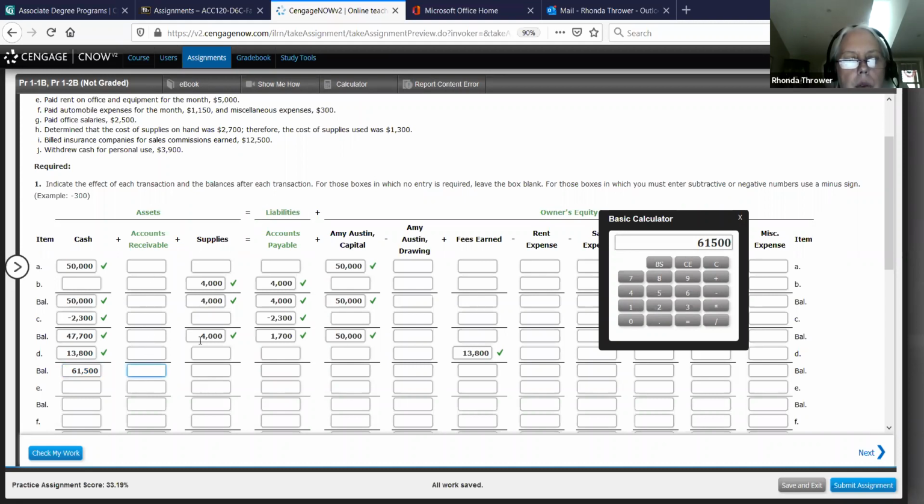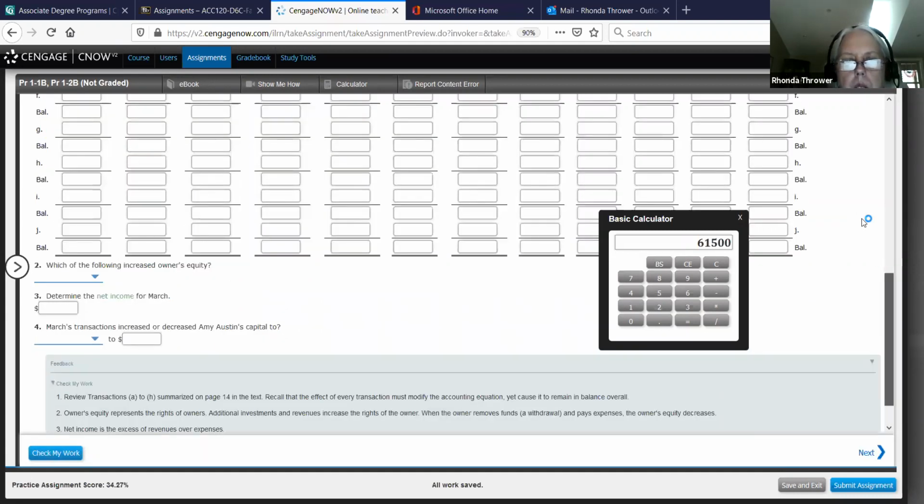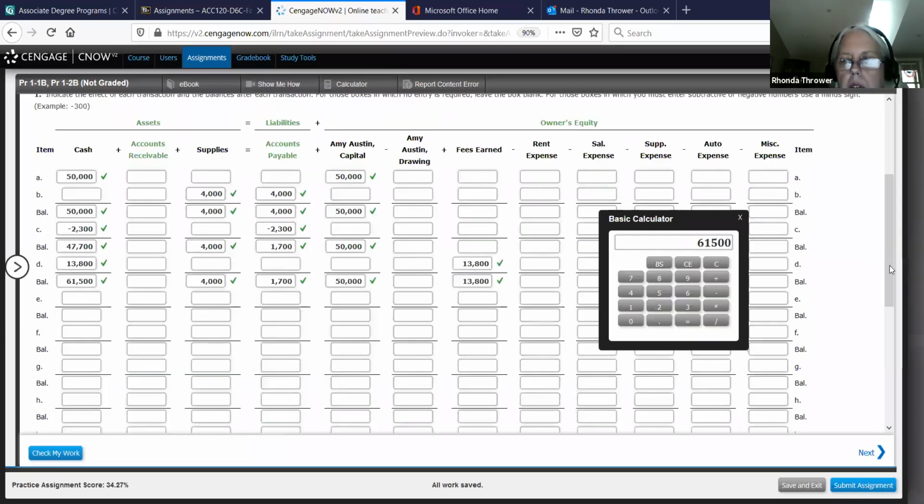We didn't do anything to accounts receivable. We're going to bring our supplies down because this transaction did not affect supplies at all. We're going to bring down our accounts payable. It was unaffected. We still have $50,000 as an investment by the owner, but our fees earned has grown to $13,800. That's the balance of fees earned right now. Check your work and move on to the next transaction.